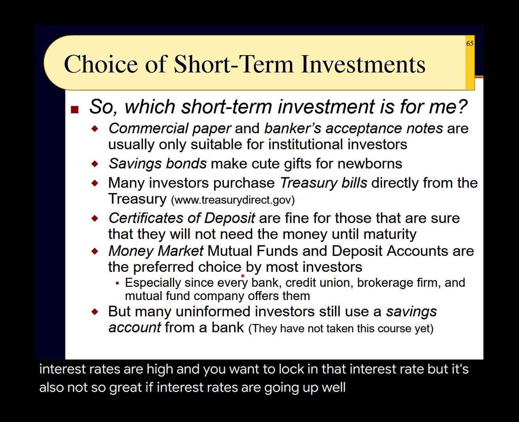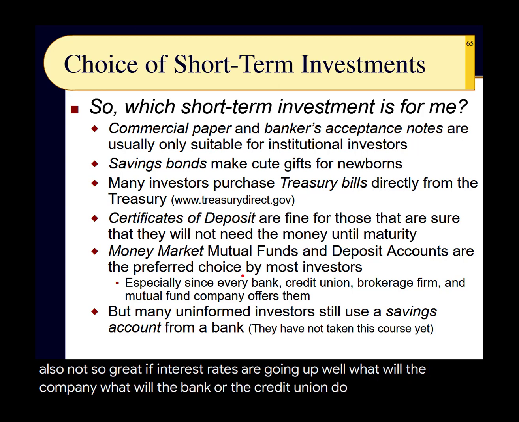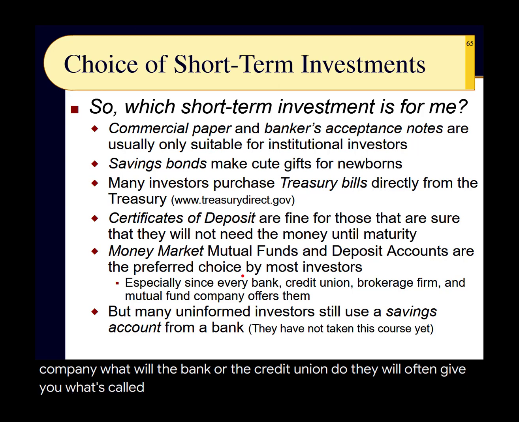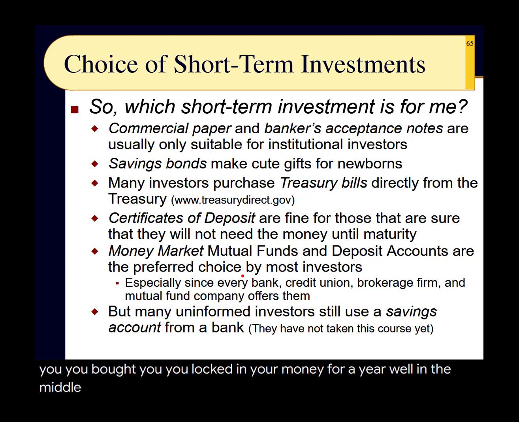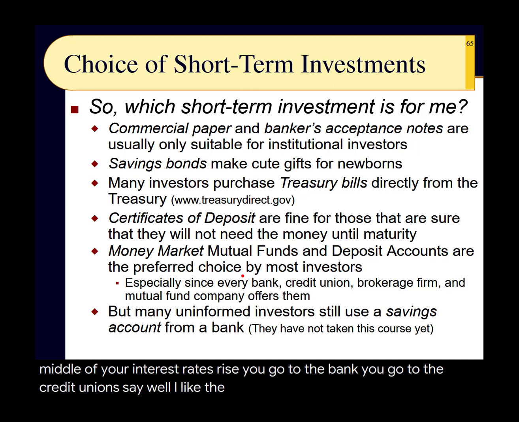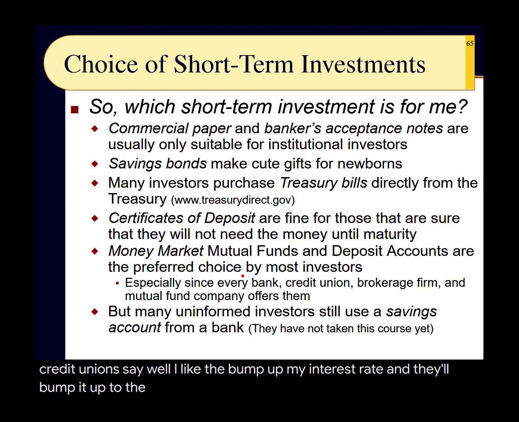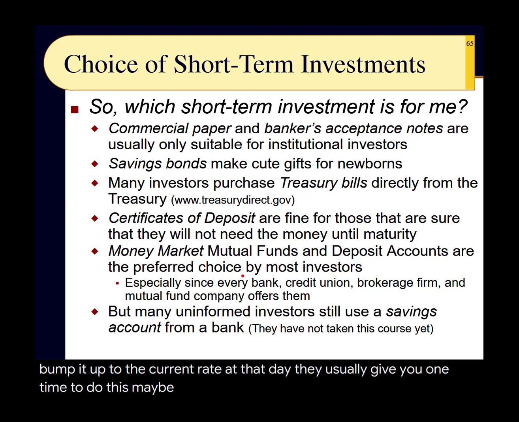Well, what will the bank or the credit union do? They will often give you what's called a bump. And that's exactly what they call it. You locked in your money for a year. Well, in the middle of the year, interest rates rise. You go to the bank, you go to the credit union, you say, "Well, I'd like to bump up my interest rate," and they'll bump it up to the current rate at that day. They usually give you one time to do this, maybe two.